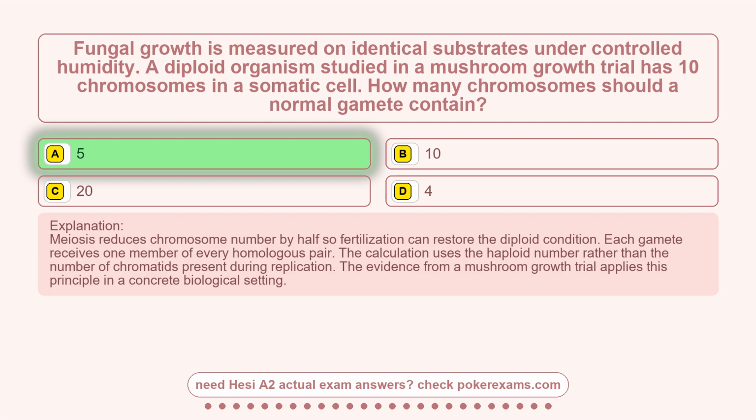Meiosis reduces chromosome number by half, so fertilization can restore the diploid condition. Each gamete receives one member of every homologous pair. The calculation uses the haploid number rather than the number of chromatids present during replication. The evidence from a mushroom growth trial applies this principle in a concrete biological setting.